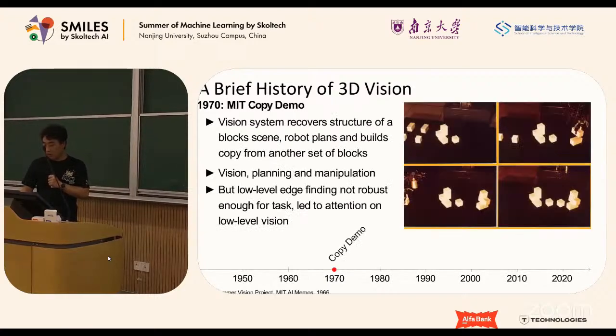The MIT copy demo connected vision, planning, and robot manipulation. This system observed a structure made of blocks, recovered its arrangement, and asked a robot to build a copy. This was an early perception-to-action pipeline. However, unreliable low-level edge detection limited the system and motivated deeper work on basic visual processing.